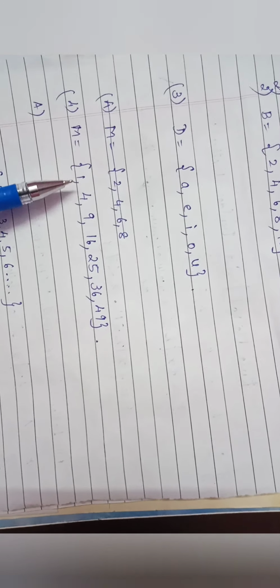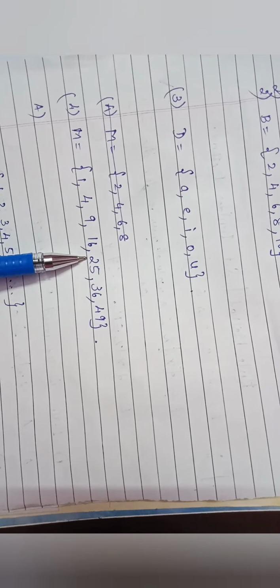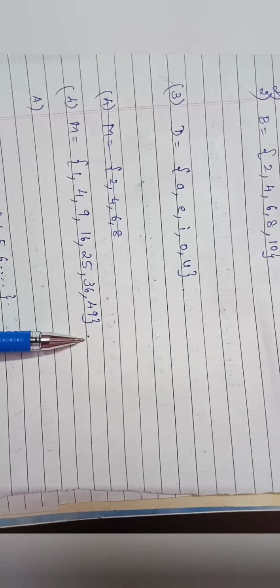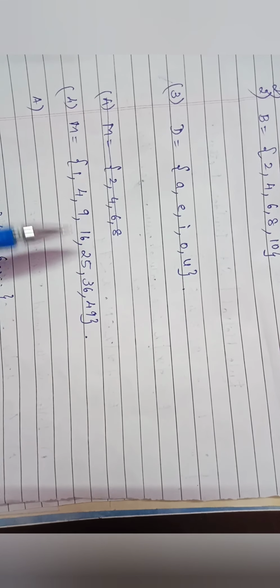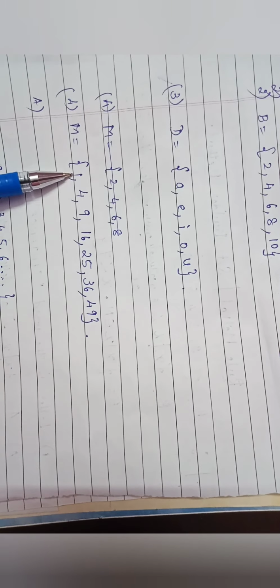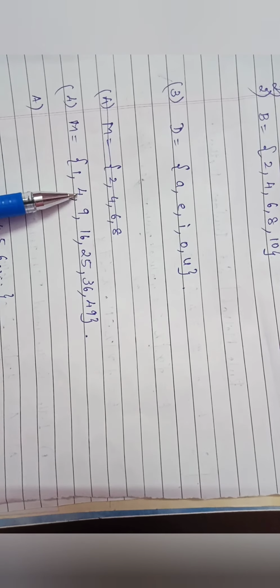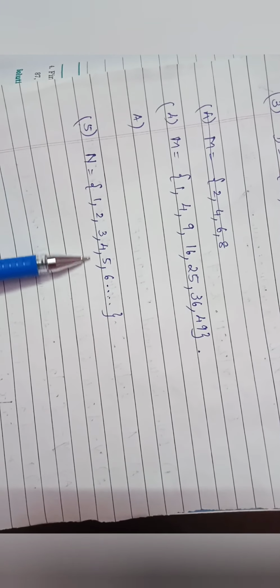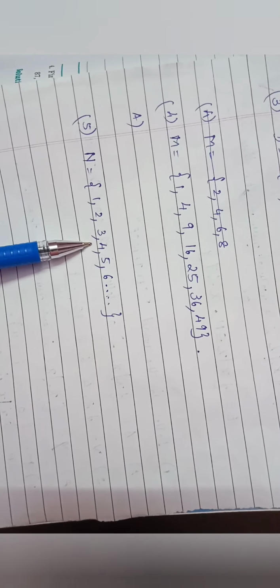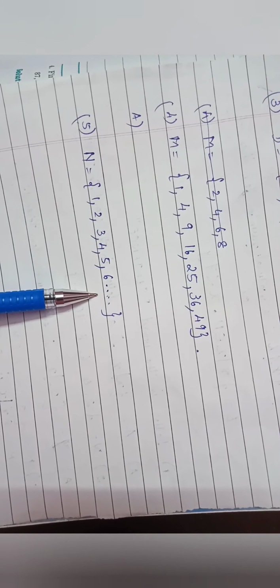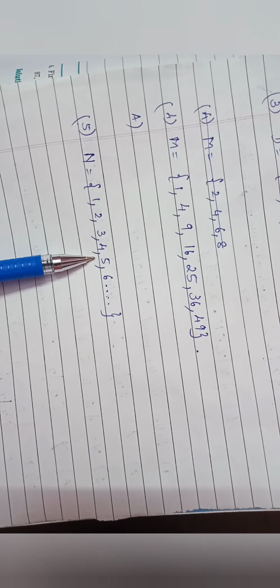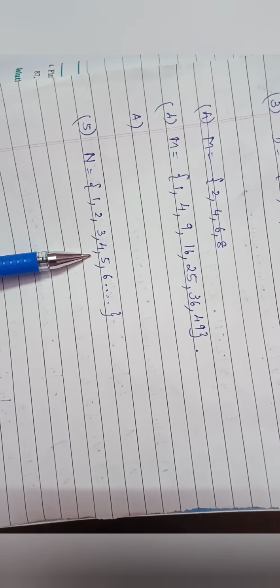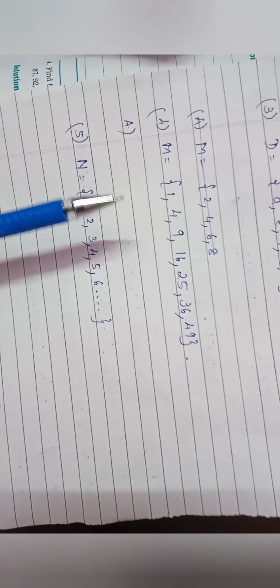Now if you look here, 1, 4, 9, 16, 25, 36, 49. These are all squares, right? Squares of which numbers? Natural numbers. 1 into 1 is 1, 2 into 2 is 4, 3 threes are 9, 4 fours are 16. Yes. Now see what this set says: 1, 2, 3, 4, 5, 6. These are all natural numbers, right? So this is the thing we have to identify.